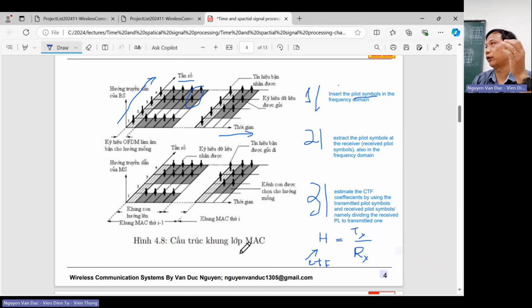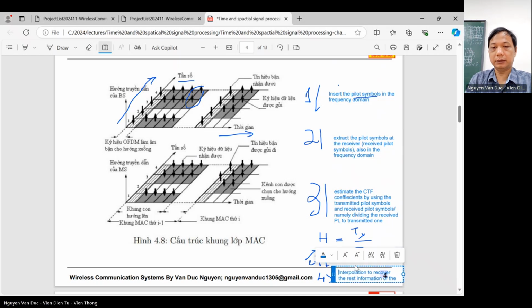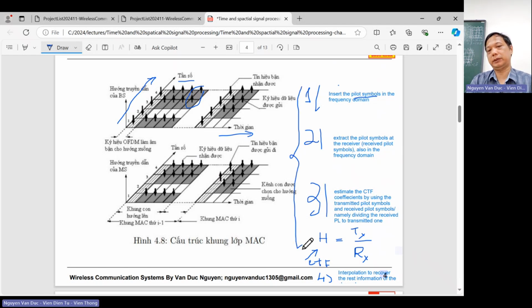That is 3 steps. So I add 1 step more. The fourth step, I will explain later. Yeah. So the interpolation technique, to recover the rest of the information of the channel. Okay. So the first one, I can explain later. For the beginning, I will explain the first 3 steps.